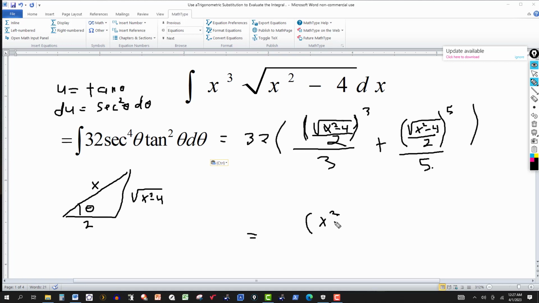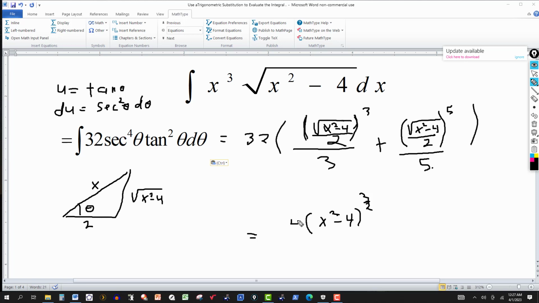X squared minus 4, that's to the 1/2 power. So when I'm cubing that, I multiply by 3. So I can write the square root of x squared minus 4. If I cube that, that's going to come out to the 3/2. And then 2 to the third is 8. 8 into 32, that'll be 4.